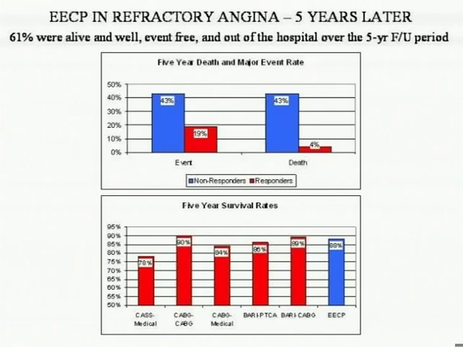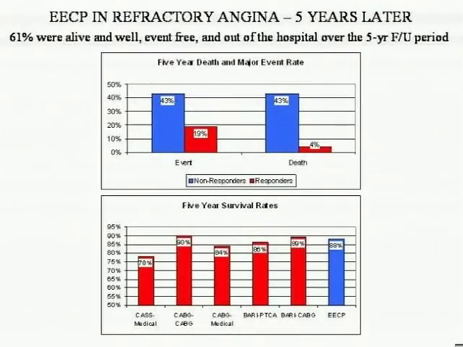Now, how are people doing 5 years out from other revascularization techniques? The CASS study looked at medical therapy versus surgical therapy in patients with coronary disease. In the medical therapy group, 5-year survival was 78%. The CABG trialist study compared bypass with medical therapy in coronary disease. Survival at 5 years was 90% with surgery, 84% with medicines. The BARI study compared angioplasty with bypass. 5-year survival is about 87%. And here we have EECP coming in at 88%.